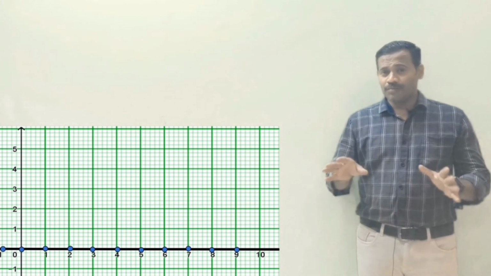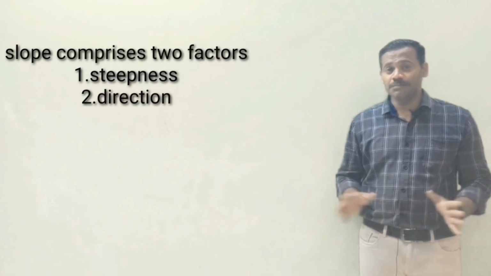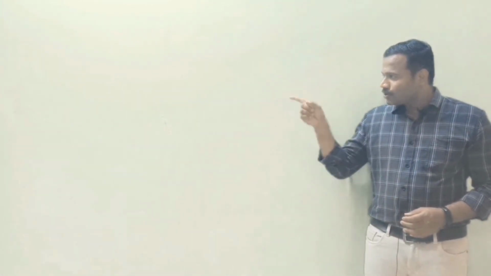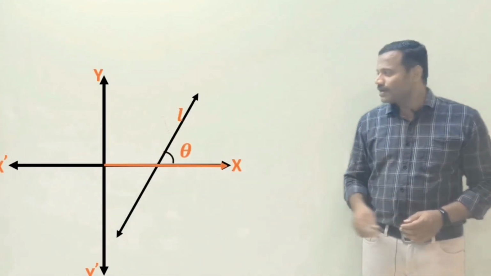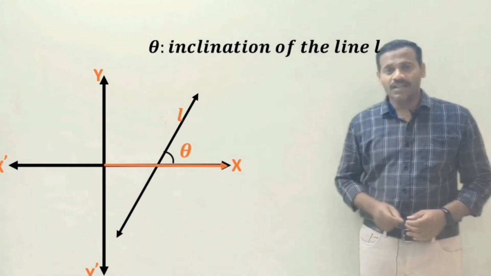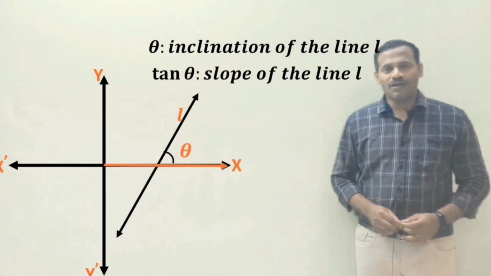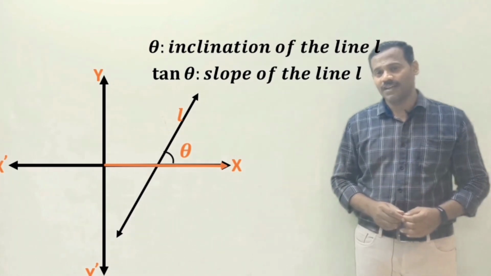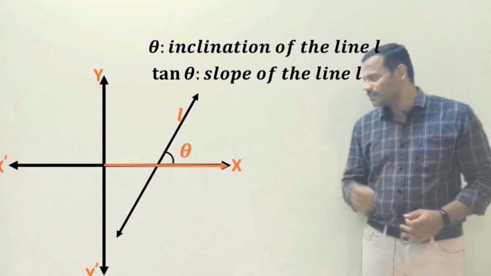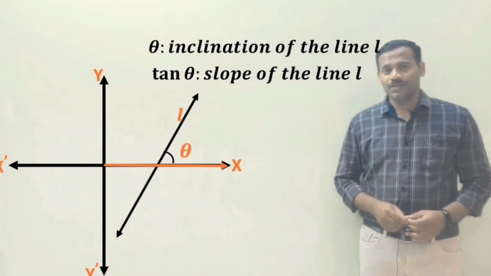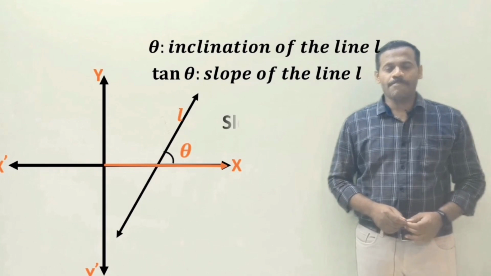Children, slope is very important in economics. It comprises two factors, namely steepness and direction. So let us take a coordinate system. Assume the line L. If theta is the inclination of the line L, then tan theta will be called the slope of the line. So slope is equal to tan theta.